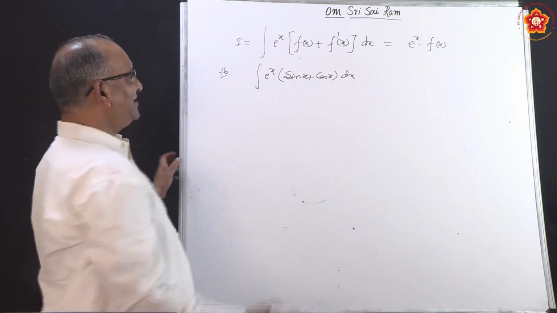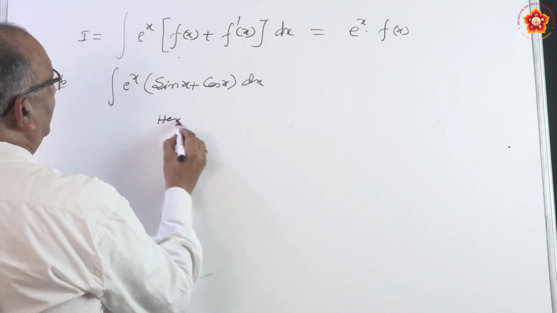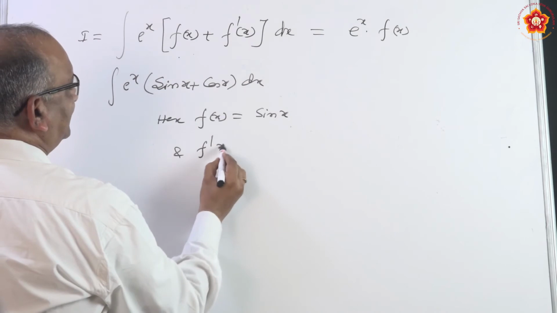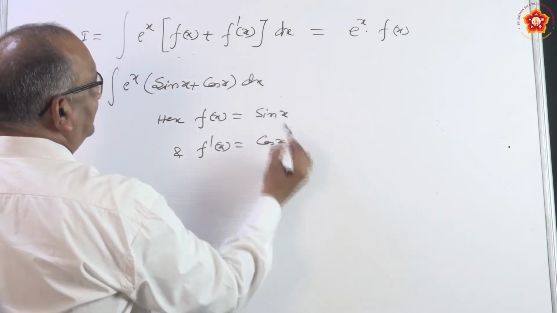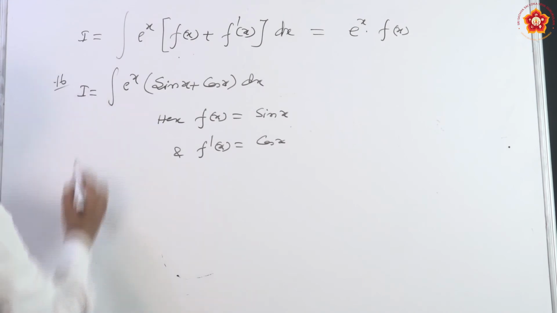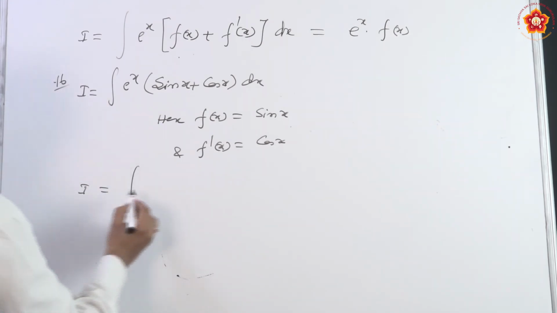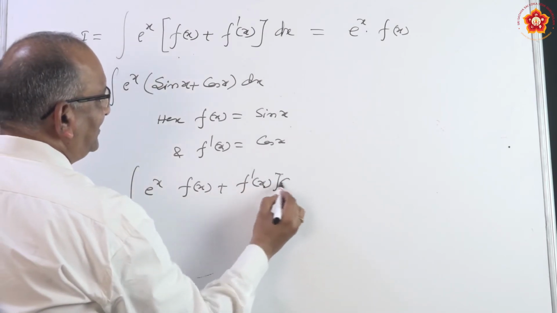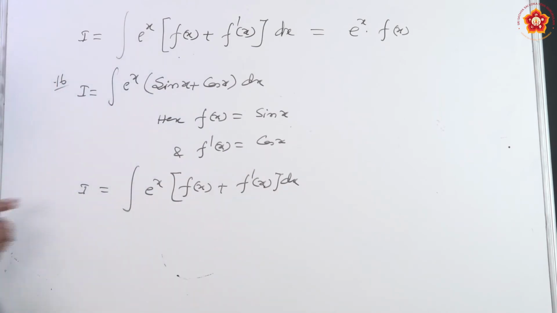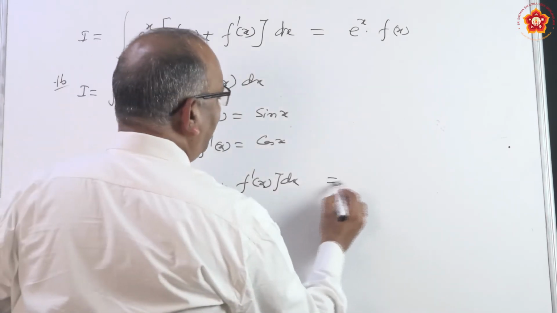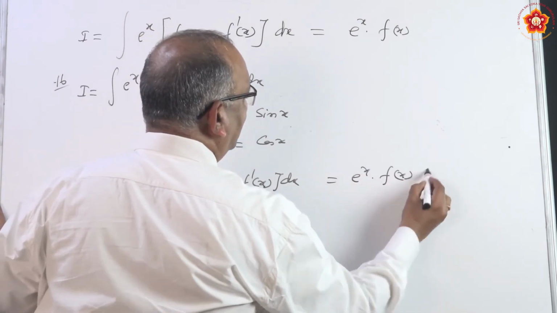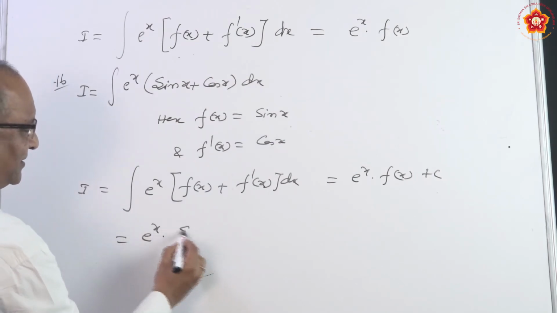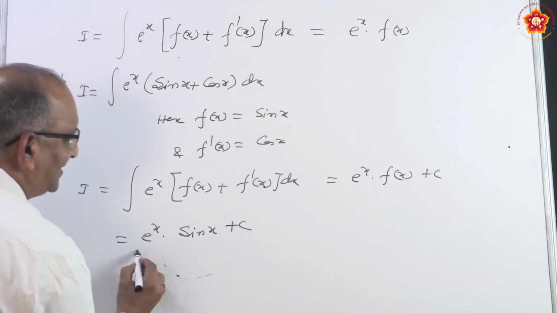But instead of directly writing, we will say here f x equal to sin x and f dash x, the derivative, is cos x. So, the given integral can be written as e to the power x into f x plus f dash x. Why are we writing like this? Because the formula is in that form. So, what is the formula? This becomes e to the power x into f x plus c. What is f x here? Sin x. So, what is the answer? It is e to the power x into sin x plus c.